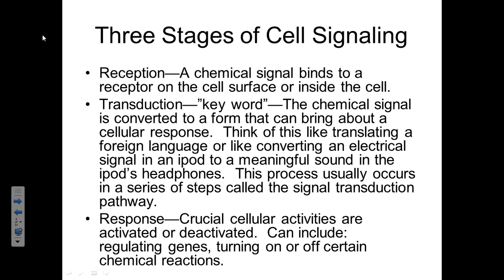First step is reception. What's the word for any kind of signal in a cell that can't get into the cell itself? A ligand. Okay? The ligand binds to the receptor. Where's the receptor usually at? Outside. What's the word for a receptor that's outside? Extracellular. And they have to fit together kind of like what? Puzzle pieces, lock and key.